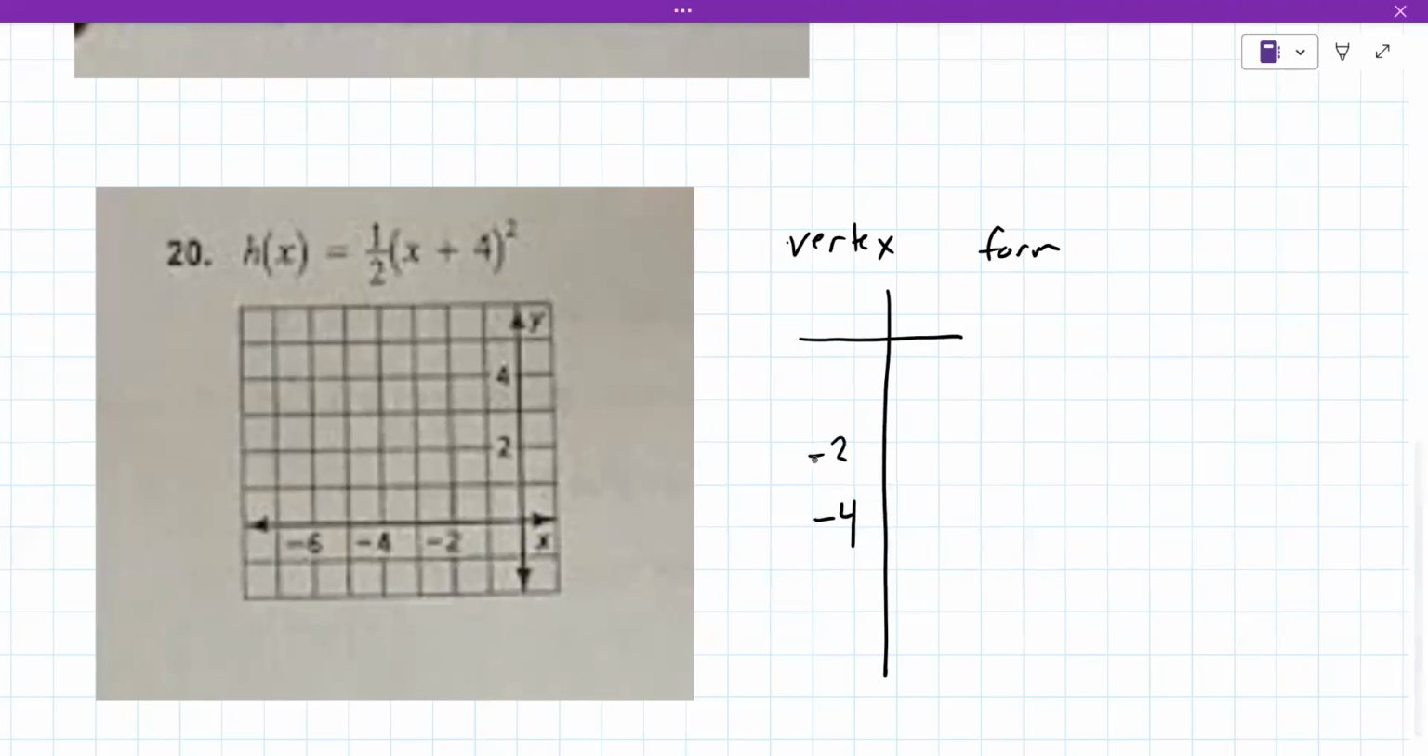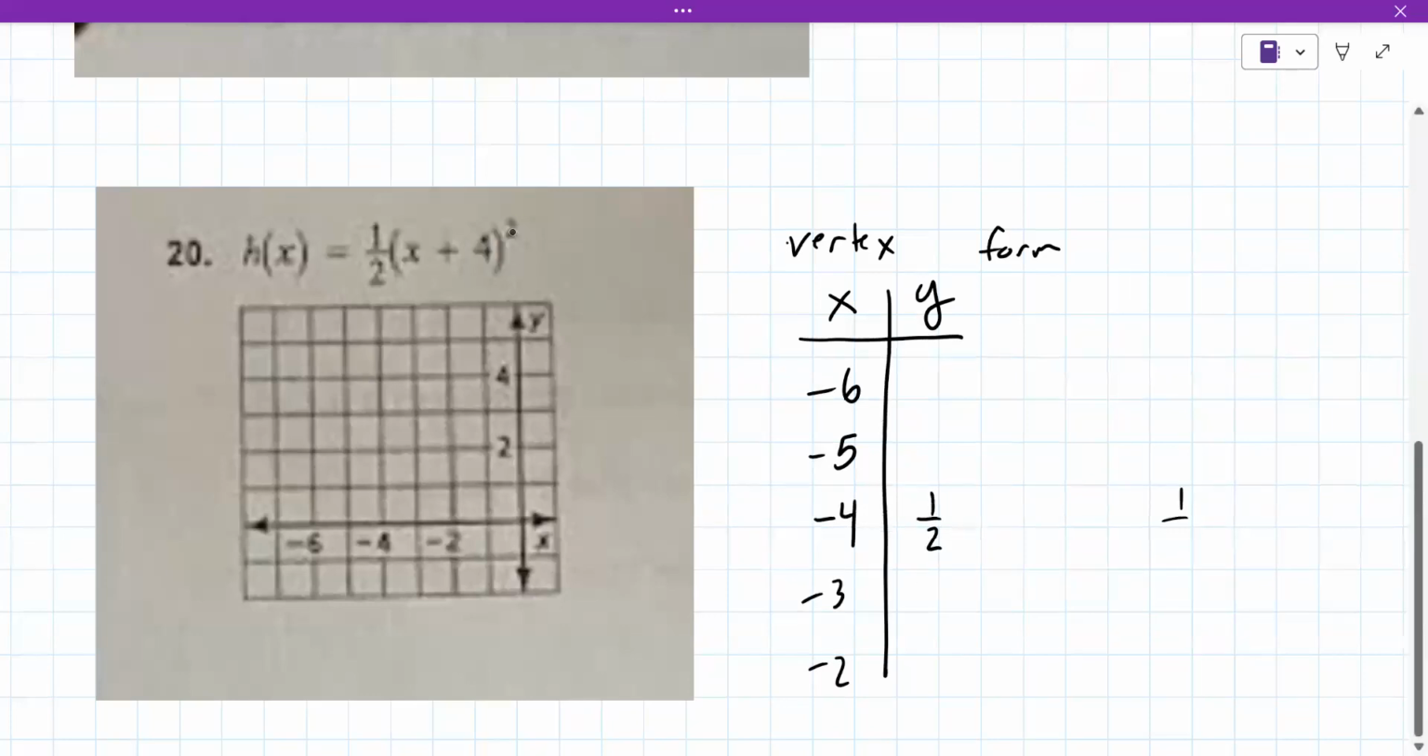-3, -2. Sorry, I'm going the wrong direction. -5, -6, -3, -2. So what I'd like you to do is put -4 in for x in this parentheses here and give me a number for that. It's 1/2 times 0, which is 0. Good catch. How about the next one here?